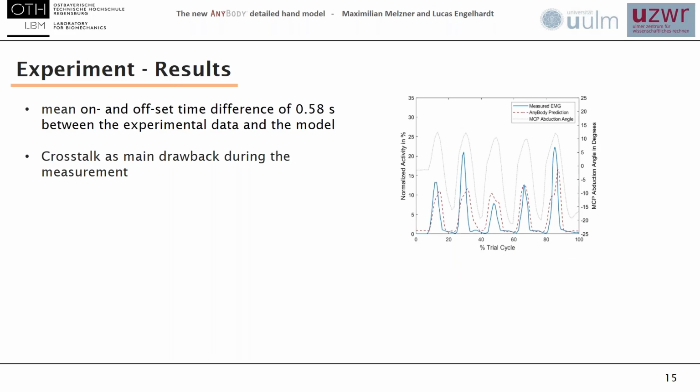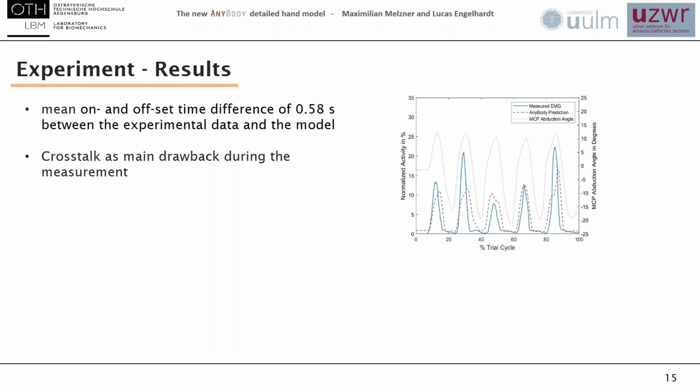Regarding the on and offsets of all tasks' muscle activities, an overall time difference of 580 milliseconds between the estimated and the measured muscle activities was computed. One example of the numerical and experimentally gained muscle activity can be seen on the right-hand side, where you see the muscle activity of the first dorsal interosseus during the abduction of all fingers.